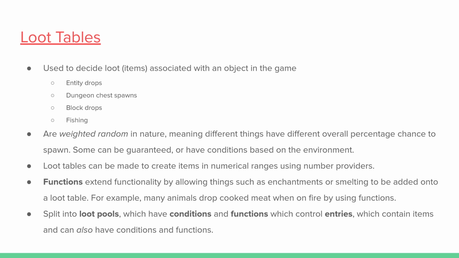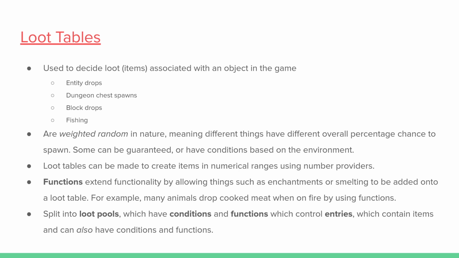So loot tables are broken into loot pools. And all the loot pools in a loot table will basically execute. And then each of those loot pools has conditions and functions which change how it fires. And then inside the loot pools you have loot entries, which correspond to actual items. And those entries can also have conditions and functions. And they also have weights, which determine your relative chance.